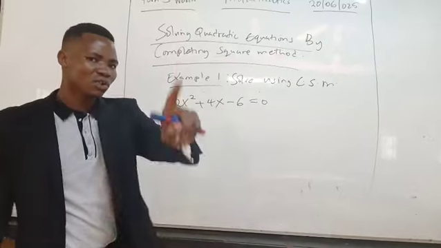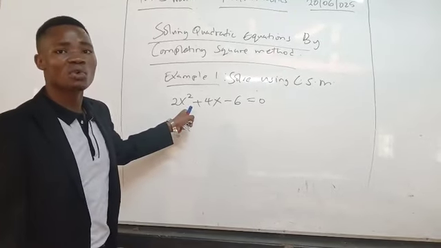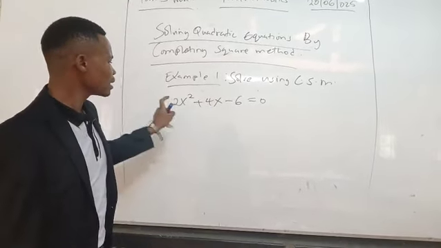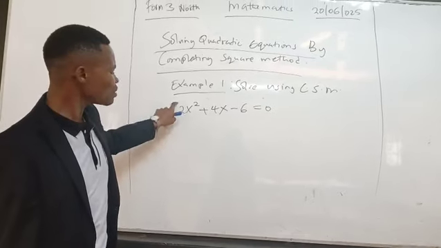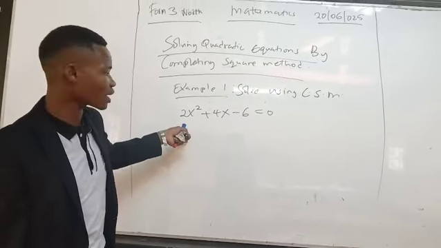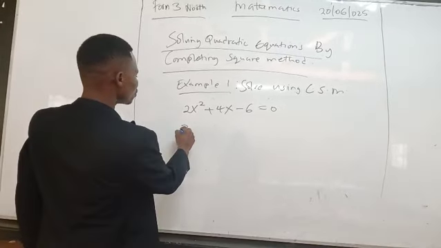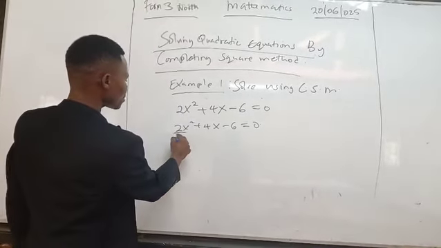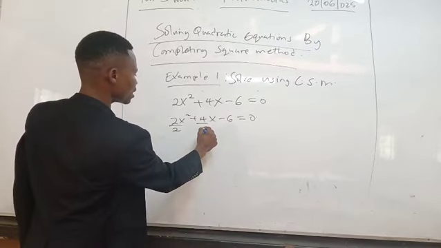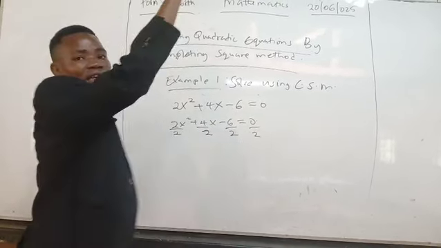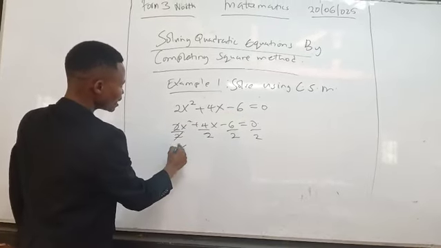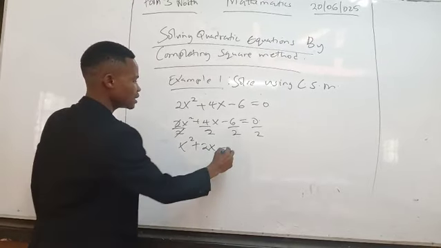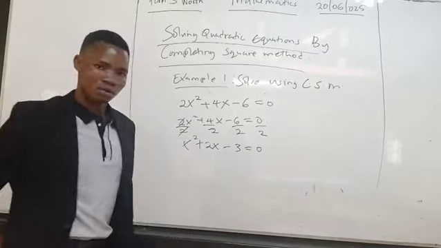Given this equation, the first thing you have to do is make the coefficient of x squared to be 1. In other words, you divide everything by the coefficient of x squared. What is the coefficient of x squared? It is 2. So we have 2x squared plus 4x minus 6 equals 0, and we divide both sides by 2. So we have x squared plus 2x minus 3 equals 0.